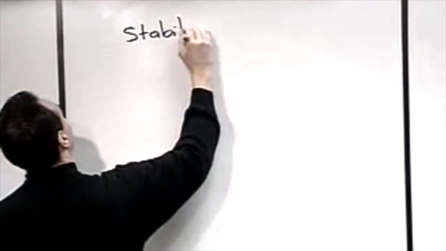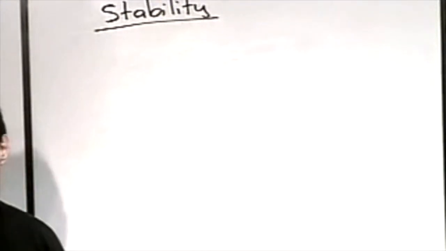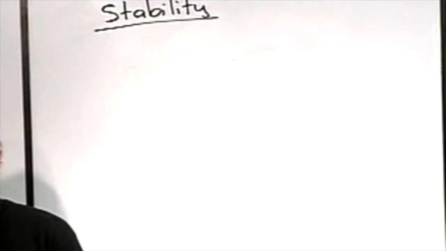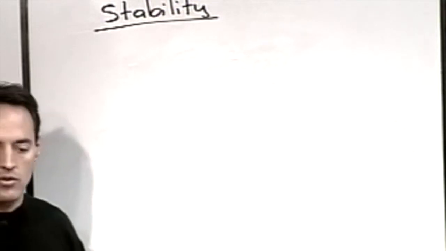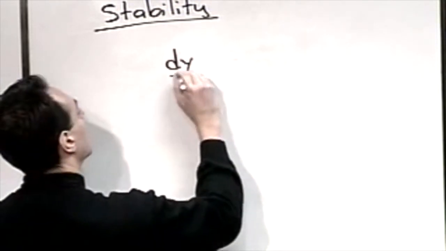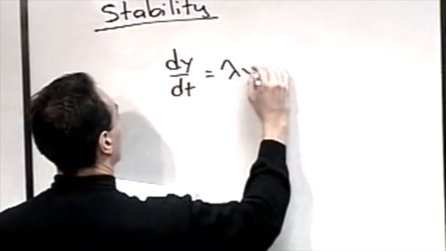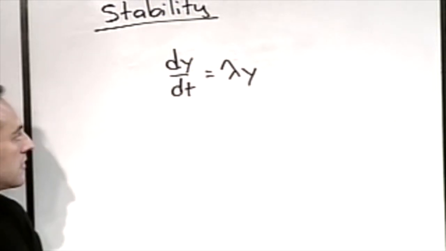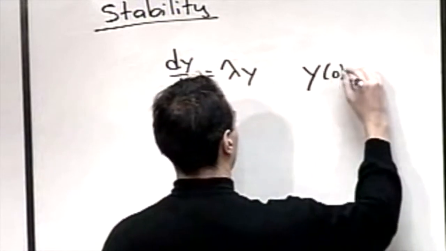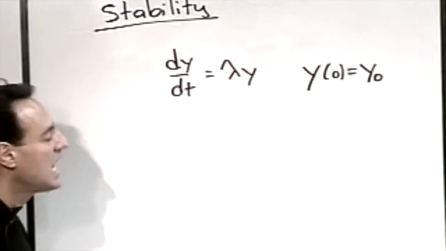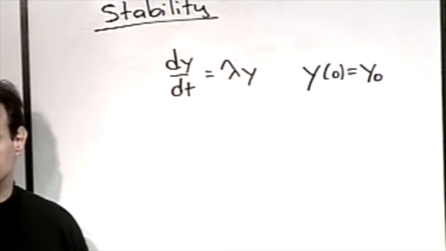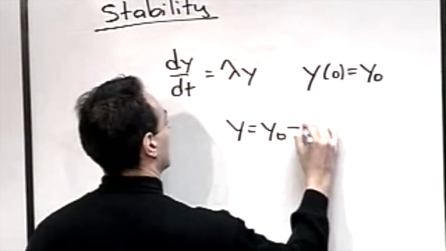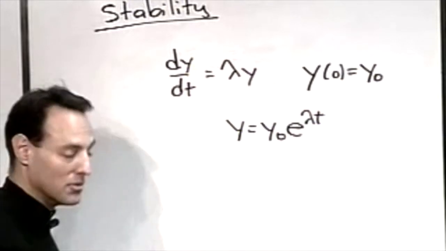Stability. Okay, now here's the other side of the coin. You're doing an iteration process. So let's start off with something very simple: dy/dt = lambda y. This is a very trivial example, but it illustrates what we need to illustrate, with the initial condition y(0) = y naught. Now I can solve this exactly. It's a simple exponential growth: y is equal to y naught e to the lambda t. Okay, that's your solution to this.